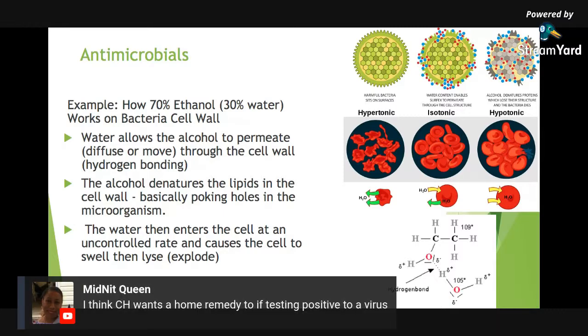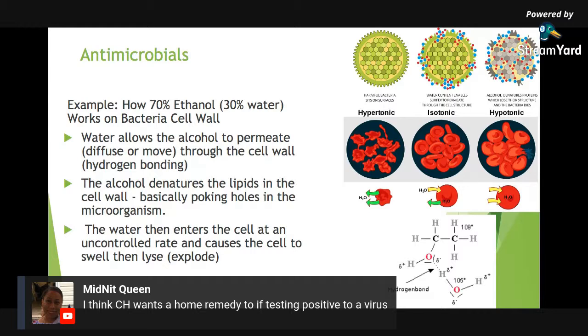So Midnight Queen said, I think CH wants a home remedy to testing positive for a virus. There is no home remedy. What happens when they're actually testing for a virus is they take a nasal swab, and then they use PCR, polymerase chain reaction. It's a molecular test, and they actually find the particular proteins that are found in that COVID-19 RNA, and that's how they determine if a person is positive or negative for it. There's nothing that you can do at home that would say, yes, I have COVID-19 or I have the flu.